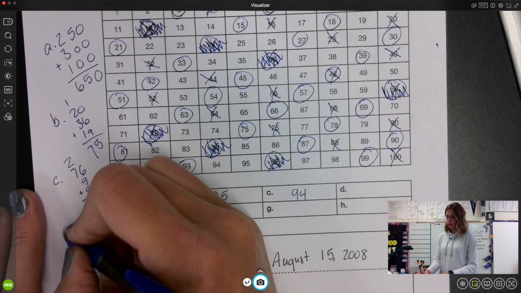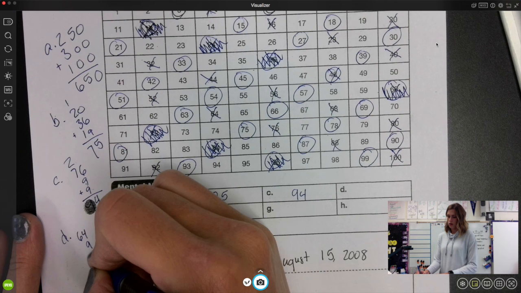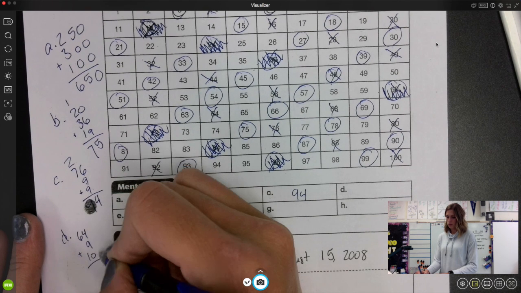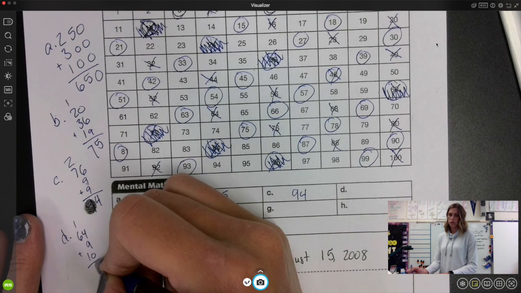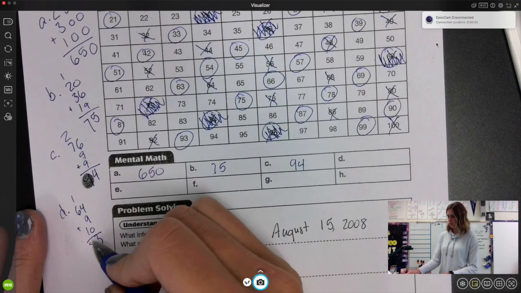D says 64 plus 9 plus 10. 4 plus 9 is 13. 1 goes up, 3 comes down. 1 plus 6 is 7. Plus 1 more is 8. So we get 83.